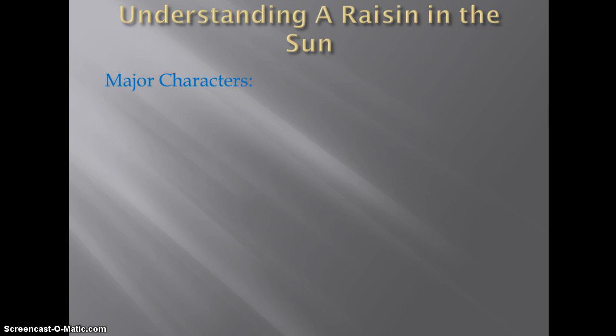So let's look at the play and who the major characters are. You'll learn obviously a little bit more about them as you read, but this is a bit of background information. The most important character you'd first meet would be Mama, or Lena Younger. She's the matriarch of the family. You could think of her as the grandmother, and she has just lost her husband, or the grandfather.